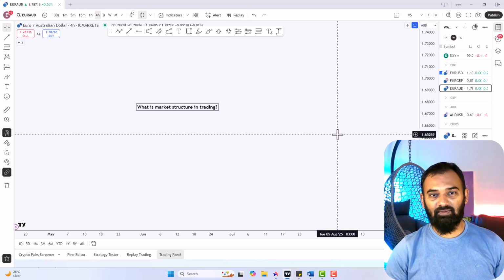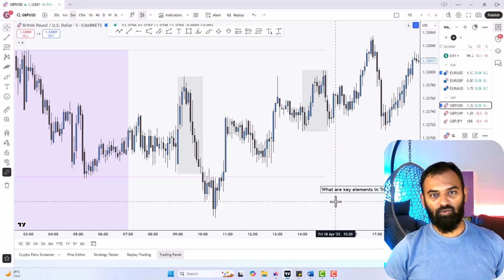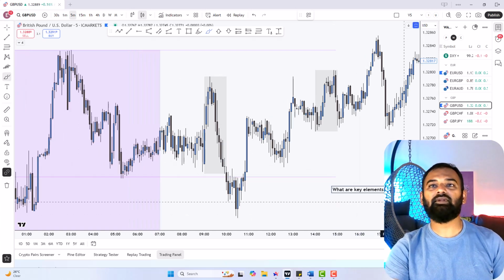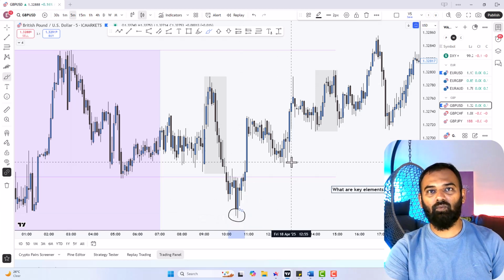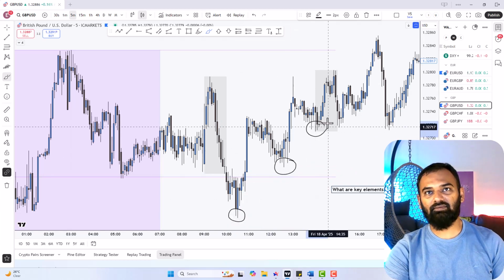Let us first discuss what the key elements are. There are only two key elements, highs and lows. Let me explain it on the chart. Let us consider this particular portion of an instrument. In that instrument, it is very simple. This is a low, this is a low, this is a low.